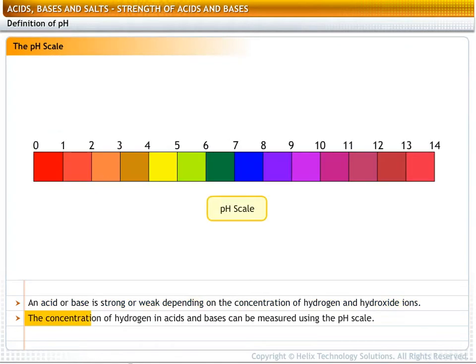This concentration or the power of hydrogen differs from substance to substance and can be measured using a scale called the pH scale. A Danish chemist, Sørensen, first introduced the concept of pH in 1909. The P stands for potens, which means power in German, and the H stands for the concentration of hydrogen ions.